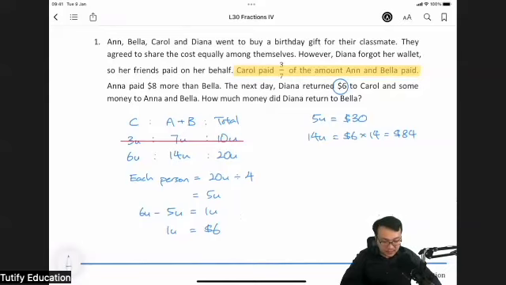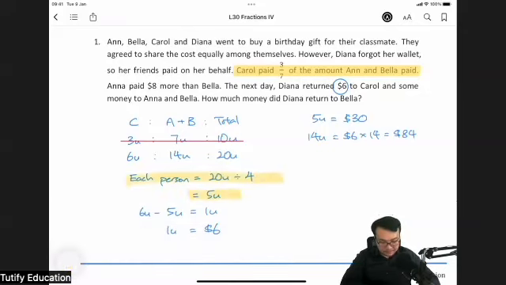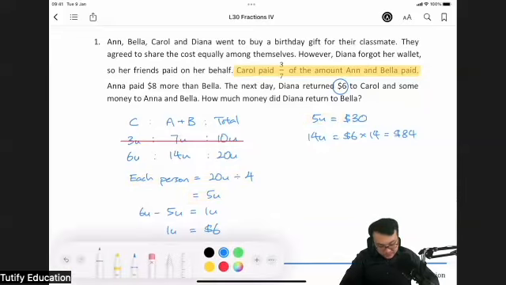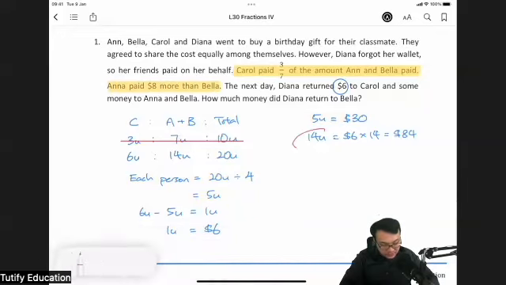Okay, so the reason why we are trying to find 5 units is that 5 units is what each person is supposed to pay. Can you see? Yeah. So this is each person. Everybody is supposed to pay 5 units. And we already found that 5 units is $30. Okay. So now, what else must we do? The question says that Anna paid $8 more than Bella. Ambriel, do you know why I'm trying to find 14 units?